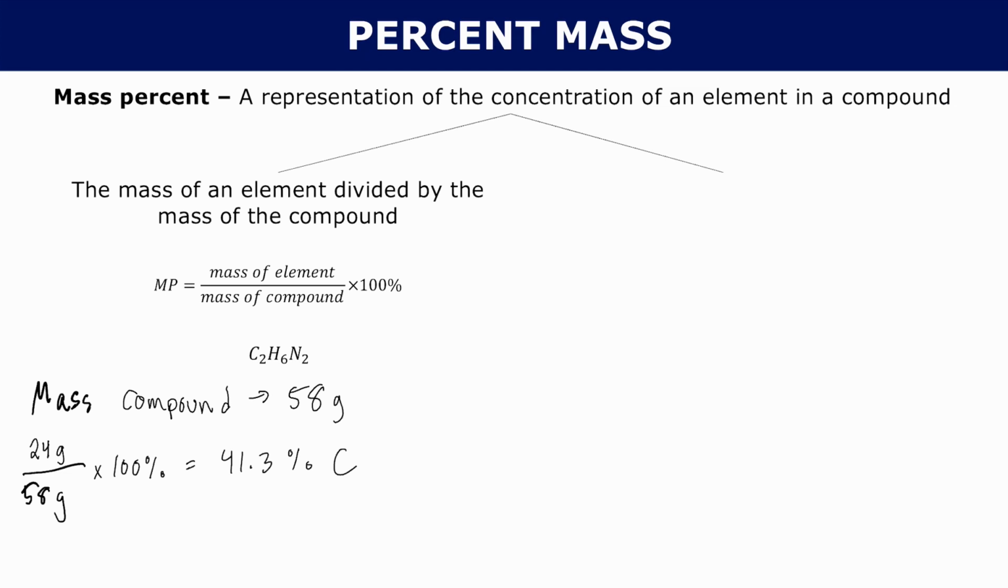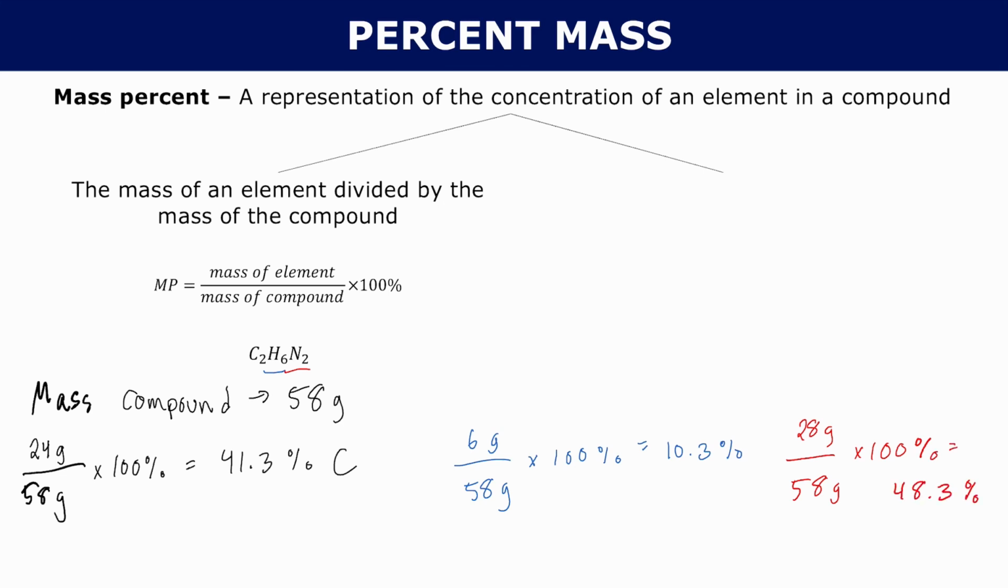And that's carbon. Let's do hydrogen. Hydrogen has a molar mass of 1, but you have 6 hydrogens, so it's 6 grams over 58 grams. Again, it's the mass of the element over the mass of the entire compound. You multiply that by 100%, and that gets you about 10.3%. Let's do the last one, which is nitrogen. Nitrogen has a molar mass of 14, and we have 2 of it. So 28 grams over 58 grams times 100% is 48.3%.